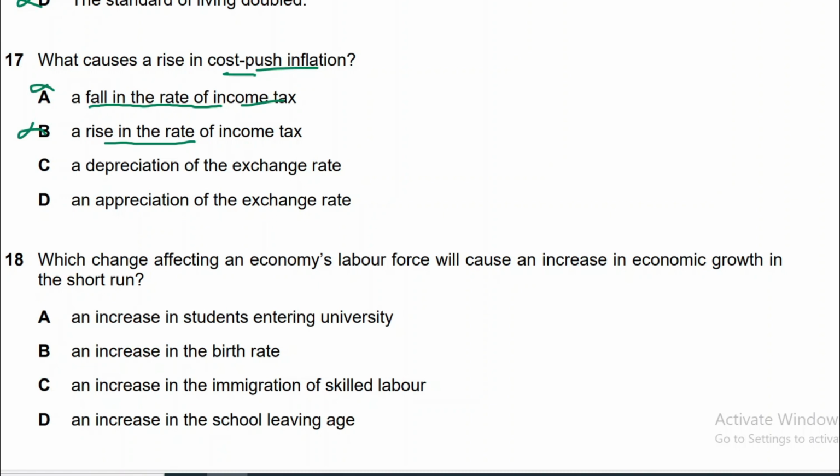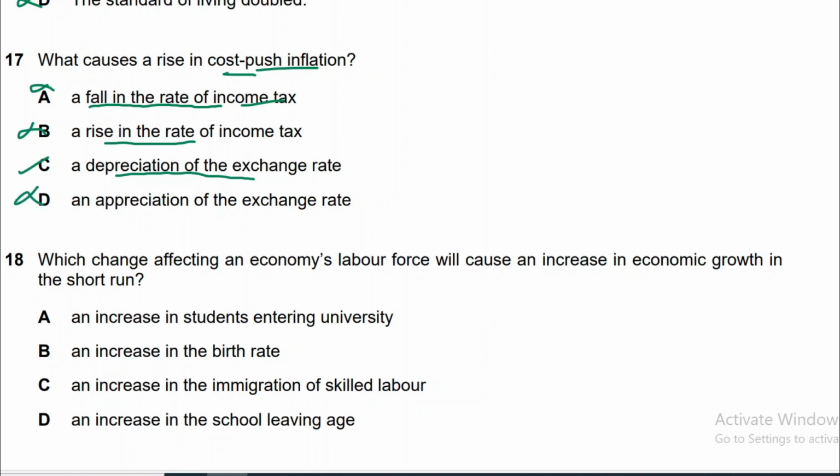And option C, a decrease in the exchange rate of the currency. This is the correct answer, because when there is depreciation of the currency, imported raw material will get expensive. When the price of imported raw material increases, the cost of importing raw material will increase, so as a result cost push inflation will also rise. So option C is the correct answer.